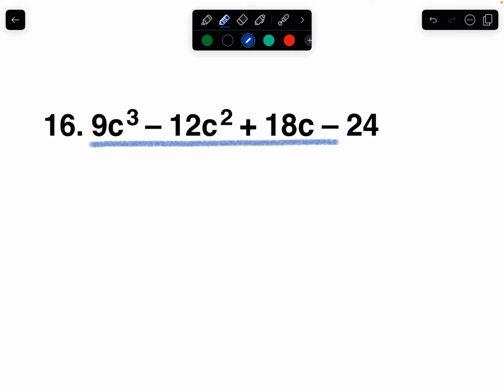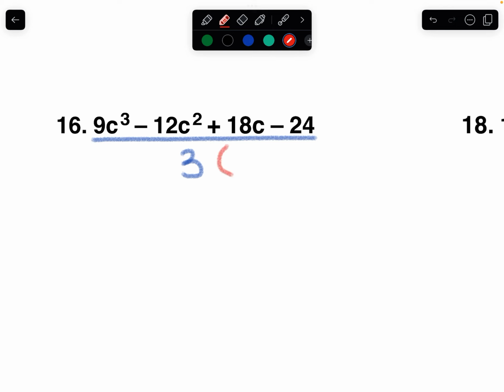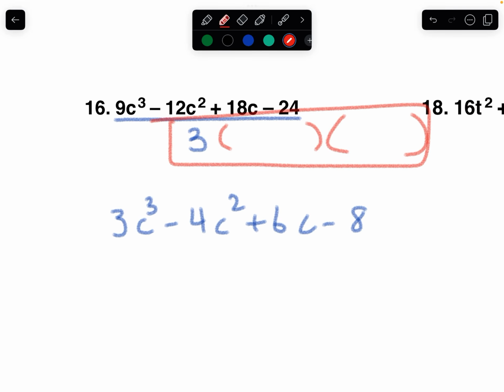You can divide all by 3 first. Make sure you factor out first, divide all first, and then you put your answer like 3 times, like that. Okay, and then box it so you don't forget that 3 there. That leaves you 3c to the 3rd power minus 4c squared. That gets us 6c minus 8. Then you can do factor by grouping like that.